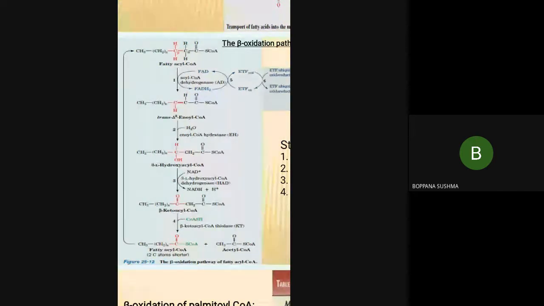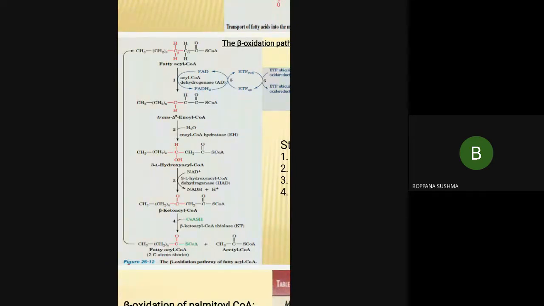In this way, in each cycle, two carbon atoms are removed in the form of acetyl CoA. Then the remaining fatty acyl CoA is subjected to another cycle. Understood? In this way, many cycles take place. The cycle number depends upon the number of carbon atoms. For example, you can take palmitic acid.